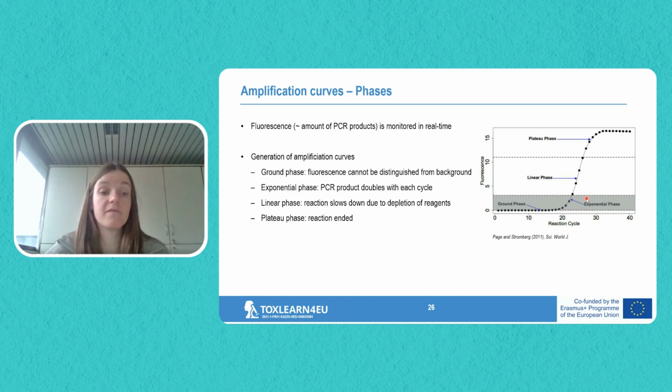Then next we have the linear phase, which is this part here. And during this phase, the reaction starts to slow down because reagents are getting depleted. Reagents could be the primers, for example, also the fluorescent probe, the nucleotides, and so on. And then in the end, you reach a plateau phase where the fluorescence is no longer increasing, and this is simply because all the reagents are completely depleted.